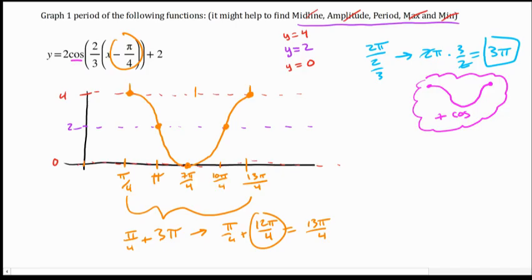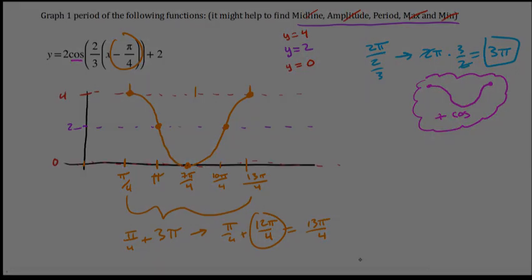What you notice is that each of these points where we hit the maximum, midline, and minimum are all 3 pi over 4 away from each other. So now we have all of our x values, we have all of our y values, and there is our graph.